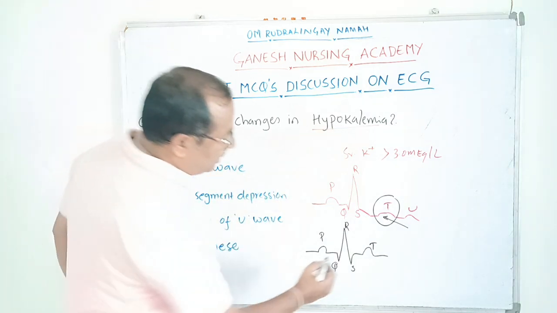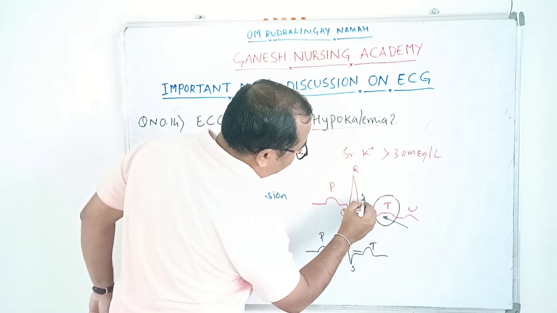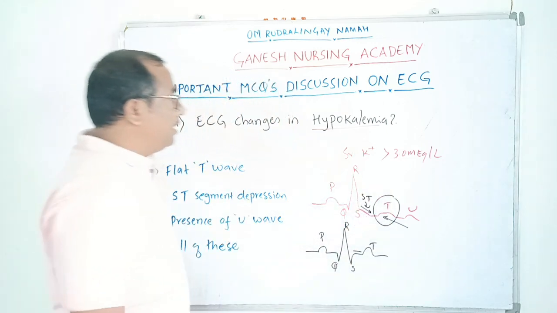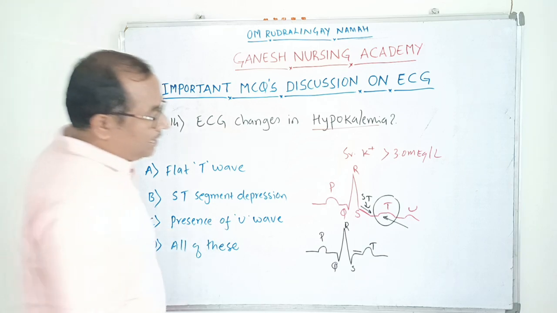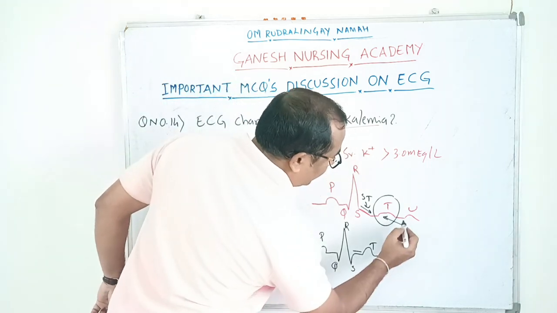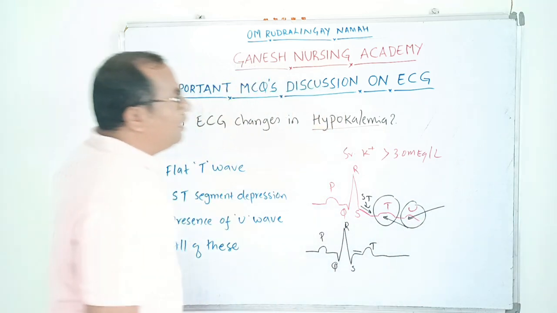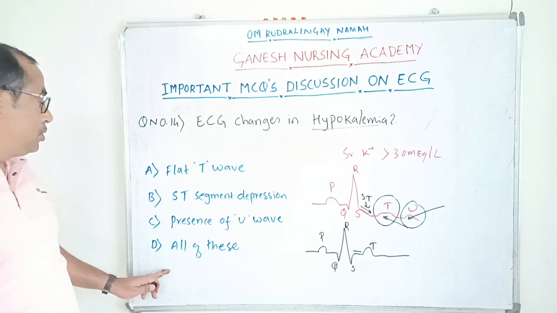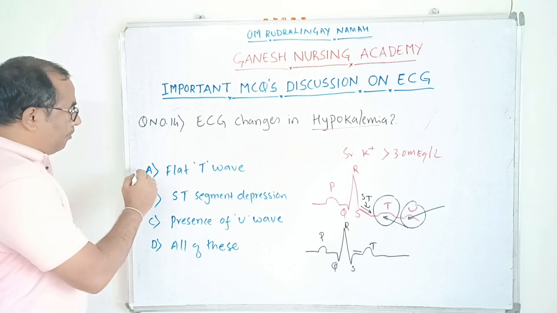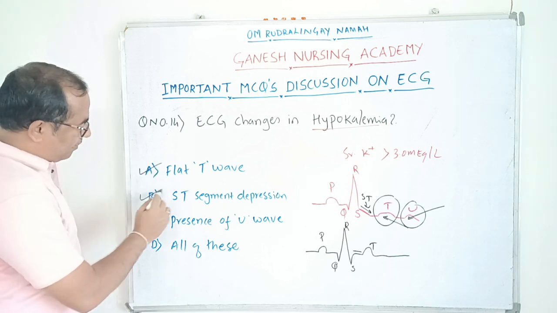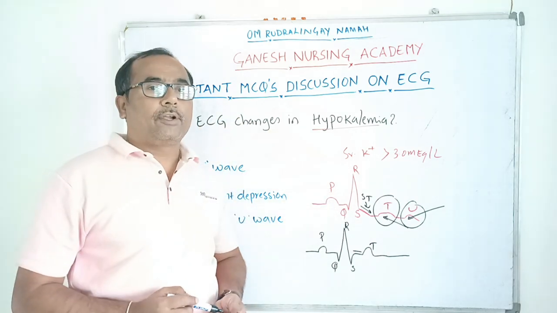ST segment depression: here you see the ST segment is normal, and here the ST segment is depressed. That is another classical feature of hypokalemia. Next is the presence of a U wave. See here there is no U wave, but here you can see there is a U wave. The presence of a U wave indicates hypokalemia. So option D, all of these, is the correct answer here, because the flat T wave, ST segment depression and presence of a U wave are all classical features of hypokalemia.